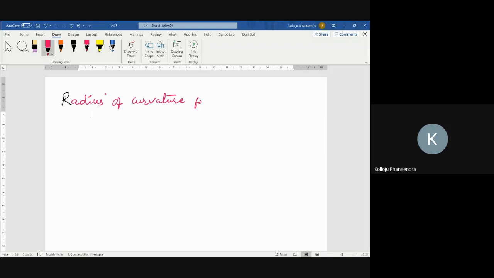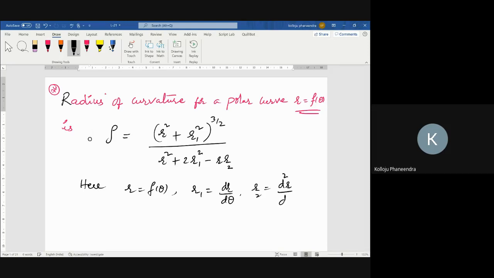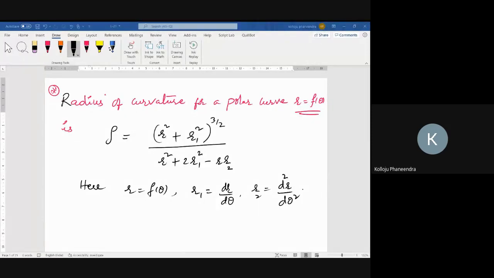Radius of curvature for a polar curve, always represented by r equal to a function of theta. What is the radius of curvature notation? Rho equal to r square plus r1 square, whole power 3 by 2, whole by r square plus 2 r1 square minus r r2. Here r is the original function of theta, and r1 is dr by d theta, the derivative with respect to theta. R2 is the second derivative, d square r by d theta square. This is the radius of curvature in polar coordinates.